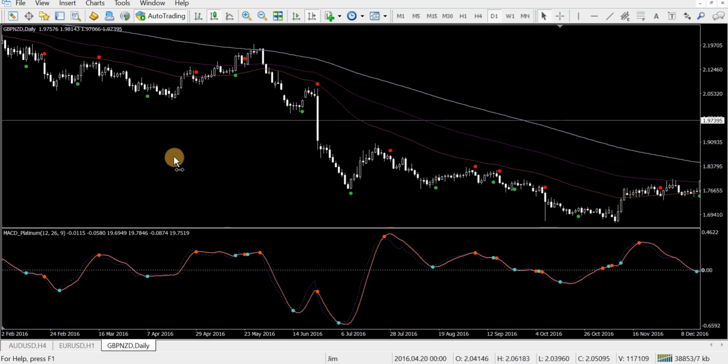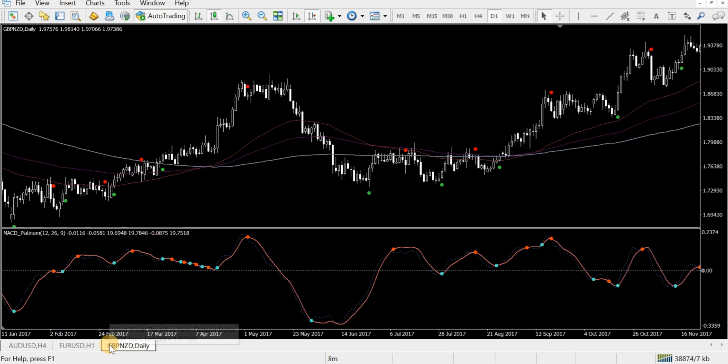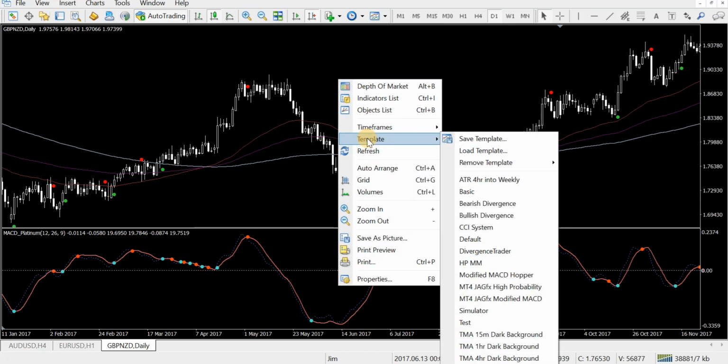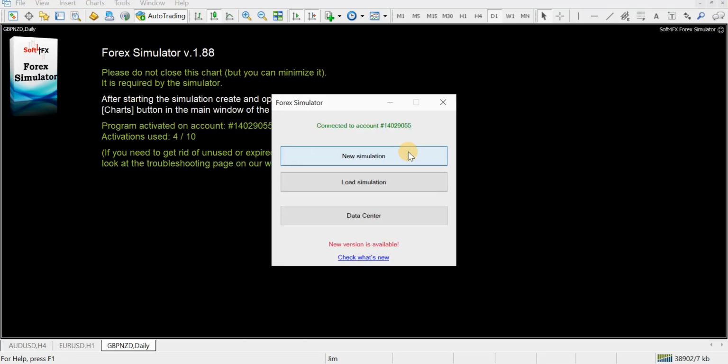It's a tough pair. I'm glad someone's asked for it. All right, let's move to the simulator. So I'll just go to the Soft4FX Simulator. I've got it as a template, so I'll just go there. Where is it? Simulator. All right, here it comes up.